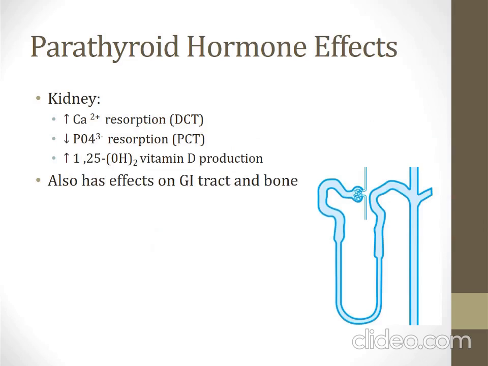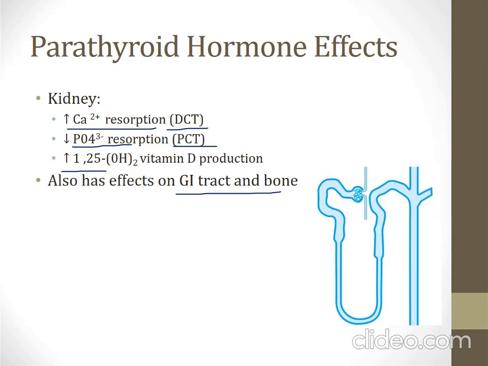In the kidneys, parathyroid hormone has three effects. First of all, it will increase calcium resorption in the distal convoluted tubule. I'll show you a picture of this in a minute. It will also decrease the reabsorption of phosphate in the proximal tubule. This will lead to more phosphate elimination in the urine. And then finally, it will turn vitamin D into its active form, 1,25-hydroxyl vitamin D, in the kidneys. Now, parathyroid hormone also has effects on the GI tract and bone, and I talk about those in more detail in the parathyroid video.